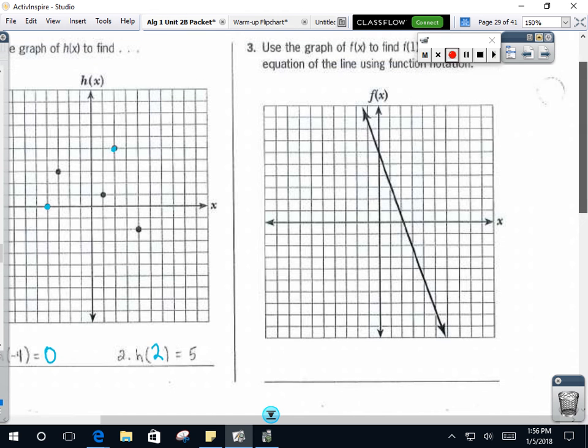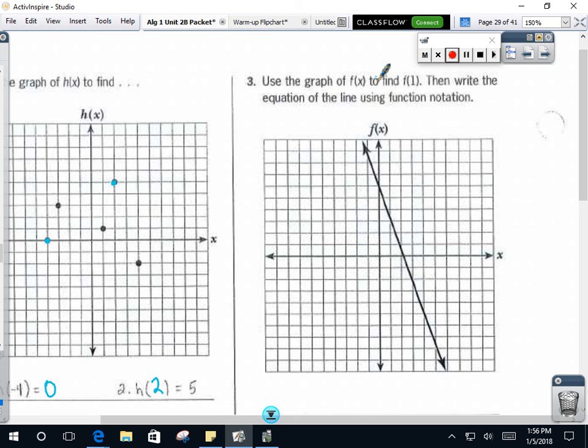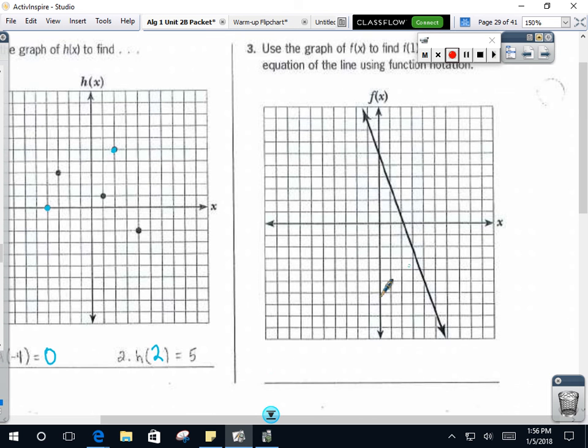Okay, then use the graph of f of x to find f of 1, then write the equation of the line. So f of 1 equals, and then f of x equals. What is f of 1? 3, because if you go right 1 on the x-axis, to get to the line, you have to go up 3. And then now we need the line in the form mx plus b. Well, what's the b? 1, 2, 3, 4, 5, 6 is your y-intercept.